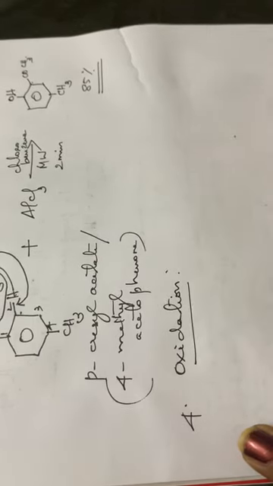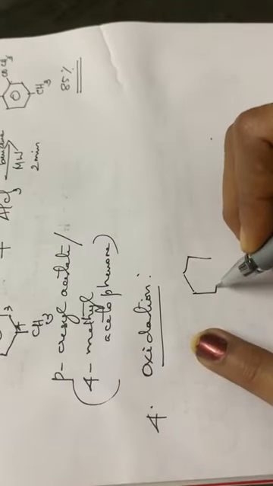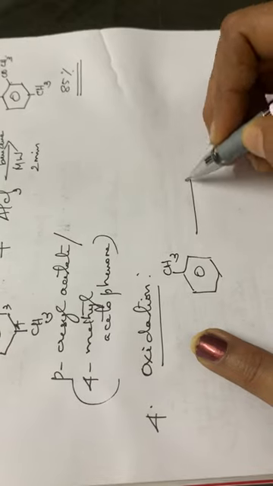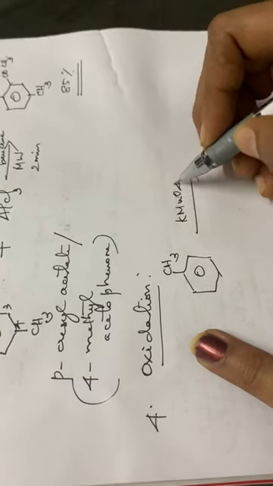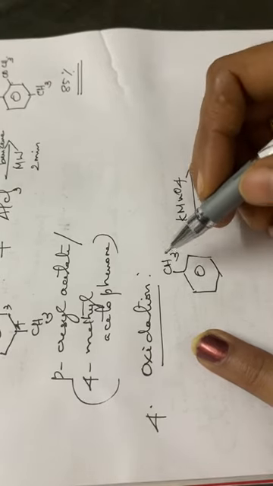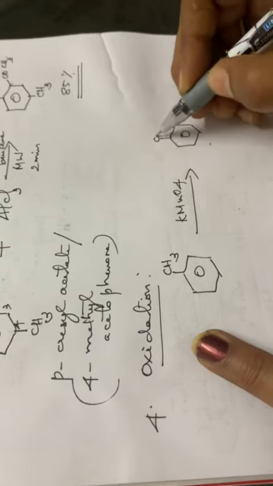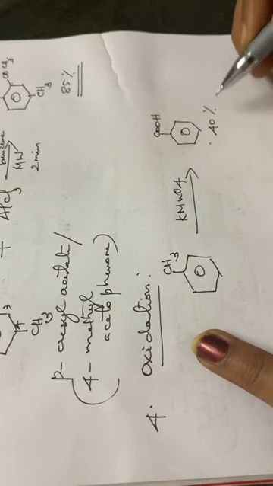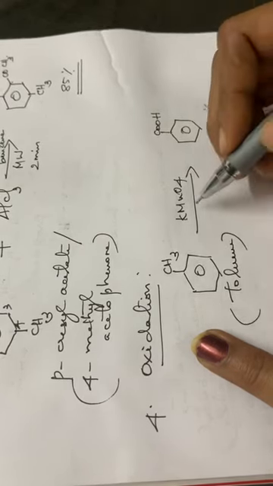Oxidation reaction. So here, oxidation of toluene, that is C6H5CH3, in the presence of potassium permanganate. And see, again, the side chain oxidation will be taking place, and the product formed is benzoic acid, C6H5COOH. The yield is about 40%.